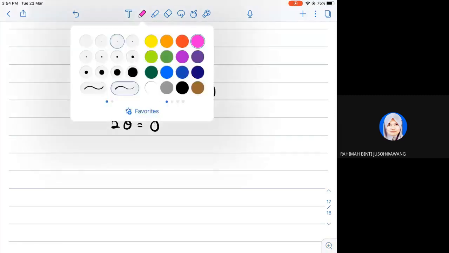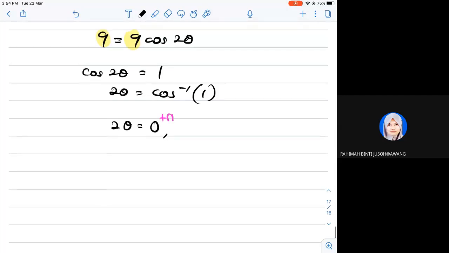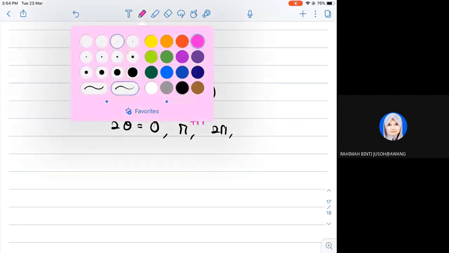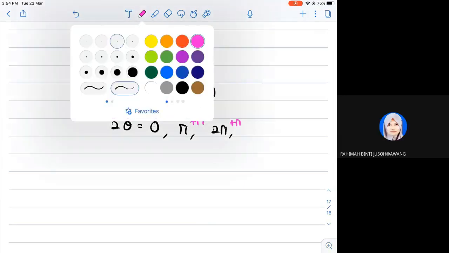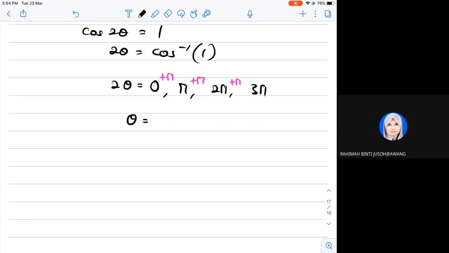You kena cari berapa angles ni? Kali ni 4, sebab you have 4 petals. So, kena cari 4 juga. So, 0 plus pi, you got pi. Tambah pi lagi, pi tambah pi, 2 pi. Tambah lagi 1 pi, dapatlah 3 pi. Dah cukup. 1, 2, 3, 4. So, now bahagikan semua sekali dengan 2, koefisien dia. 0 bahagi 2, 0 lah. Pi over 2. 2 pi bahagi 2 jadi pi. And then 3 pi over 2.